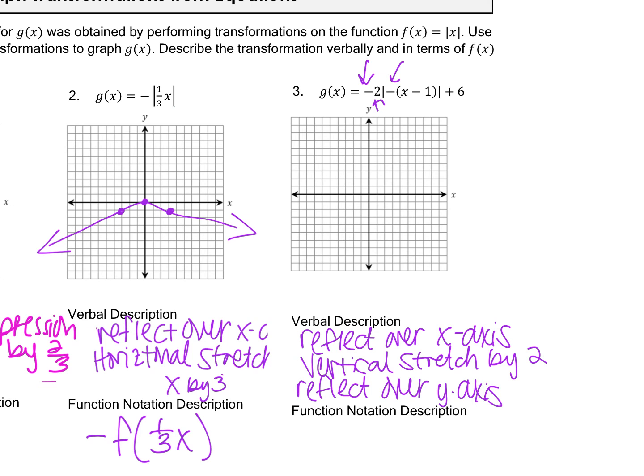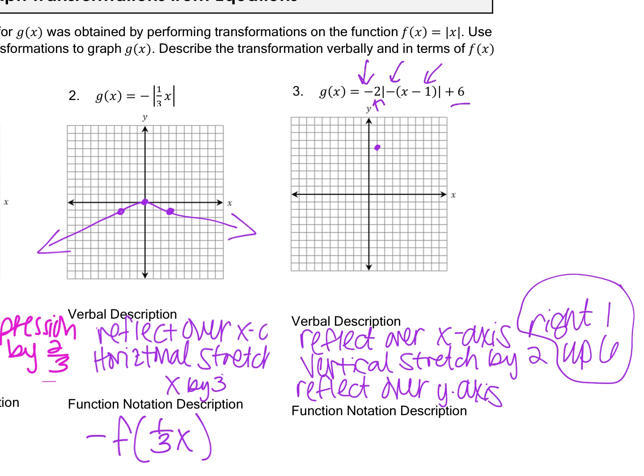And then inside parentheses, it's the opposite, so you're going right 1, and then the plus 6 on the outside, you're going up 6. So what I would do first, like the other number 1 I did, I would go ahead and shift your 0, 0 point. So I'm going to go right 1, up 6. That is my new point of my V.